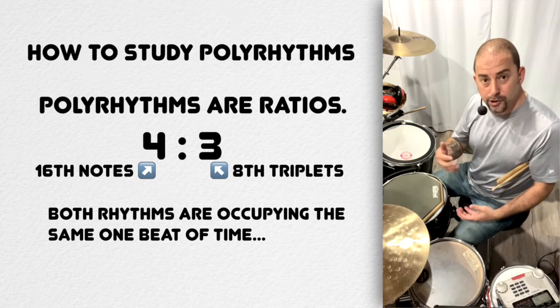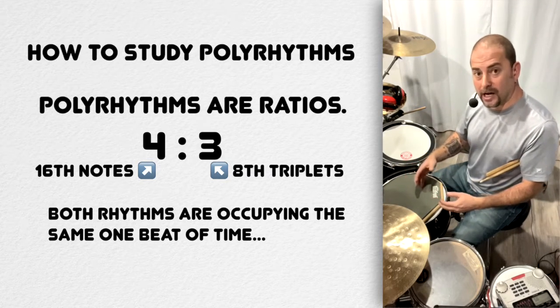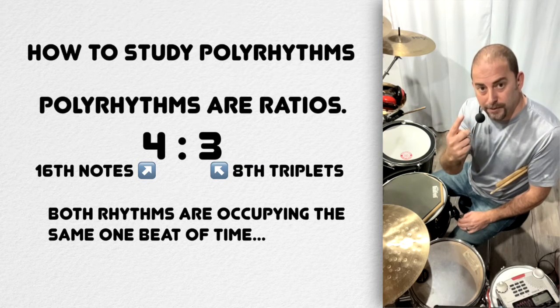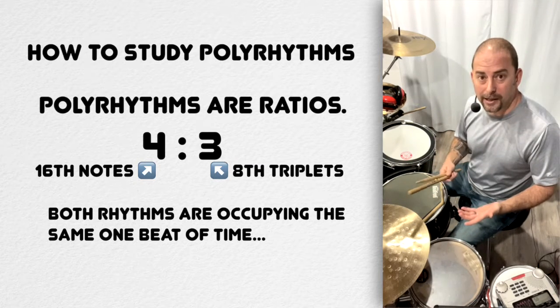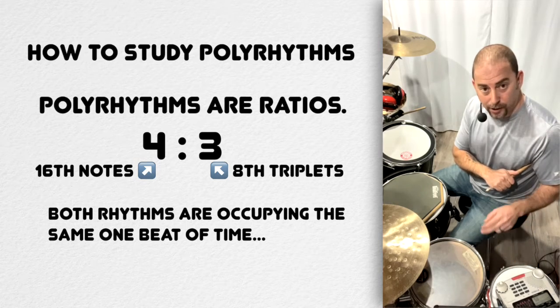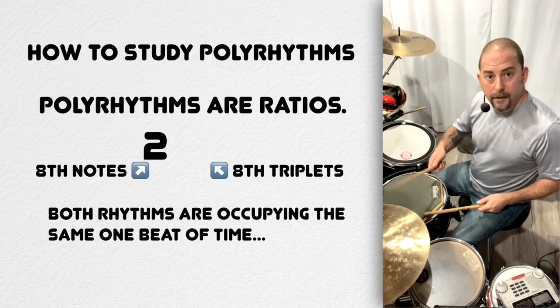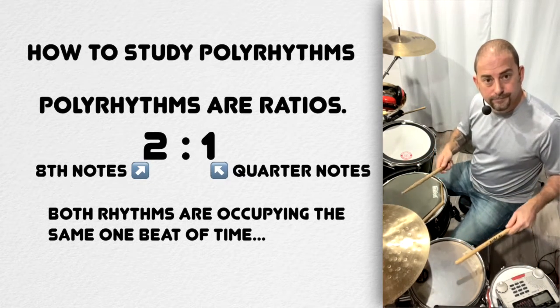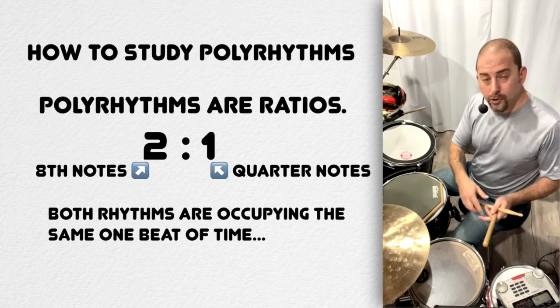Right there, I just showed you two examples of the same polyrhythm resolving after 3 beats and resolving after 1 beat. And if it's a ratio, it's a polyrhythm. If I do a polyrhythm like this, same tempo, but I play eighth notes here and I play quarter notes here, that's a 2-to-1 ratio.